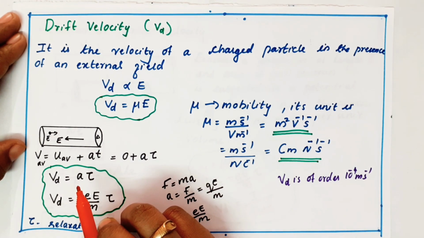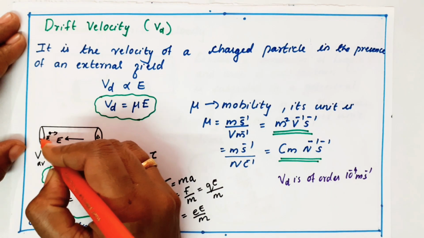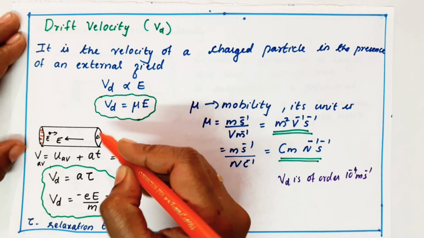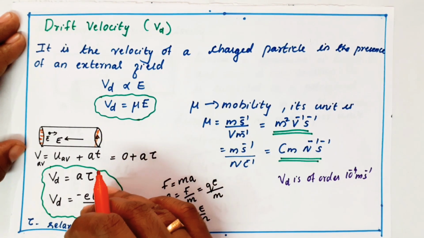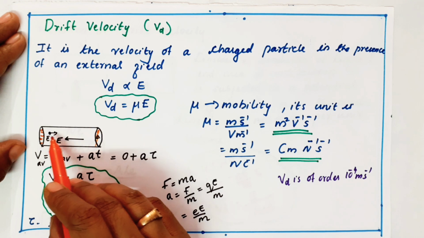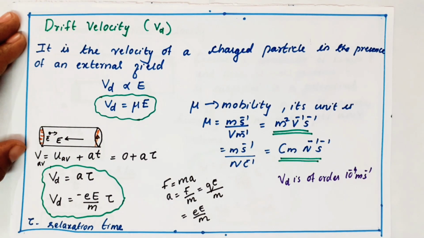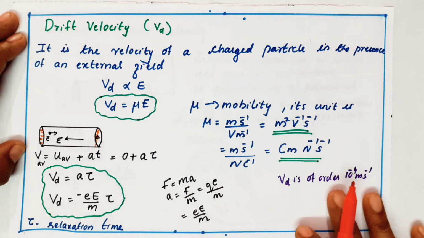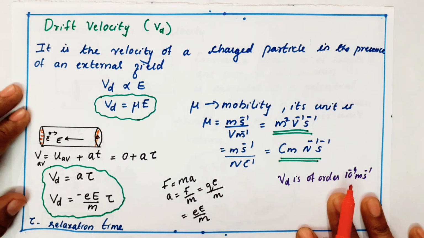So for example, for a conductor, see I marked a diagram here. This is a conductor. This conductor is subjected to an electric field. So with what velocity are these particles moving? The average velocity with which the particles are moving in a direction opposite to the field, that is termed as drift velocity. In a direction opposite to the field.